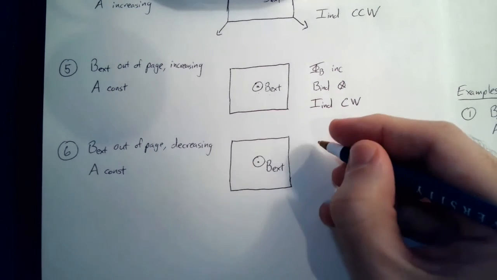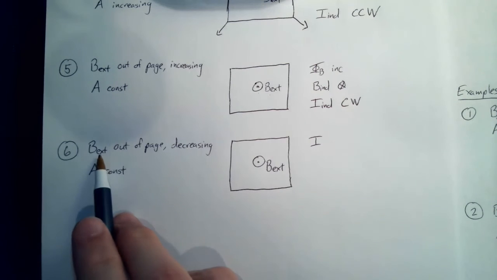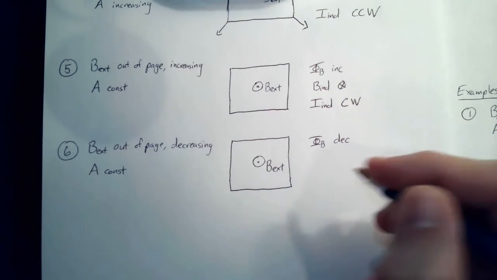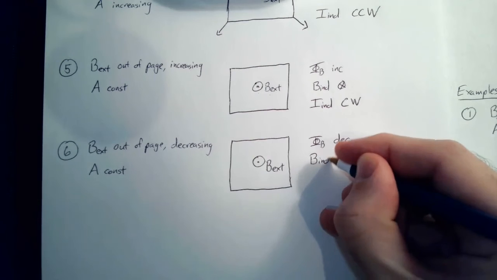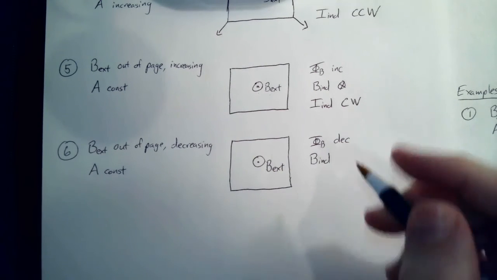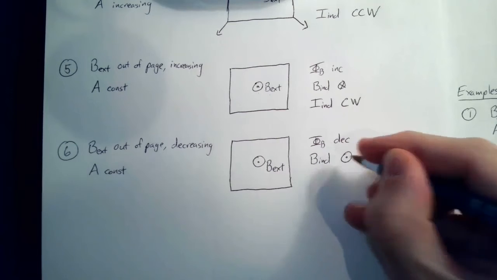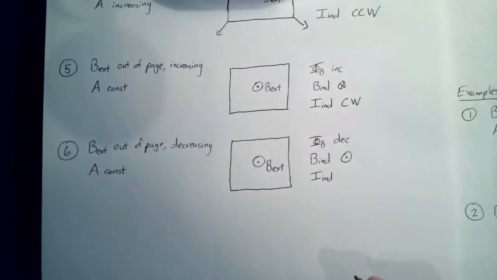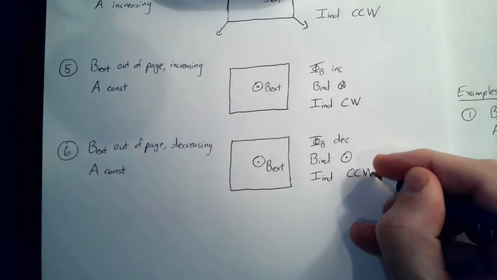Okay, down here. Here, the external magnetic field is decreasing. So the flux is decreasing, which means the induced magnetic field is going to try to boost the flux. So it's going to add to the existing magnetic field. So it's going to be in the same direction as the external magnetic field. And the current that's induced from this is going to be counterclockwise.